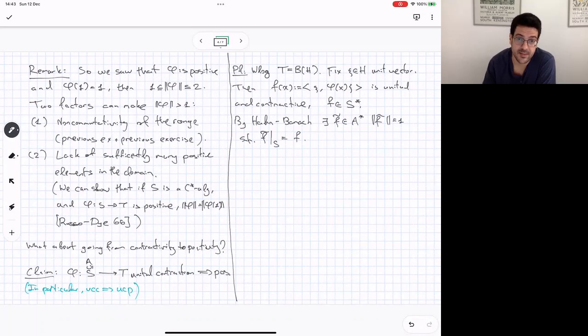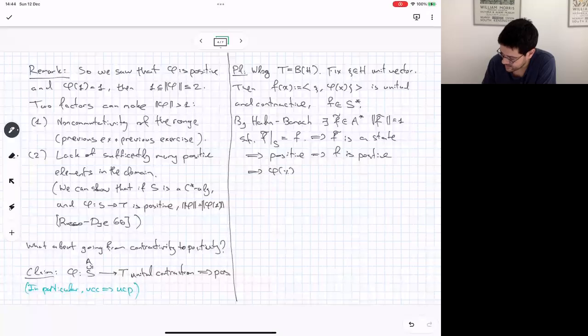But this tells us that F twiddle has to be a state. And we know that states are positive from our discussion about states of C star algebras. You remember in C star algebras, to be a state, you only need to have 2 properties out of 3. So in particular, it is positive. So F is positive. But this exactly means, by positivity in Hilbert spaces, that phi of x is positive. So phi is positive.